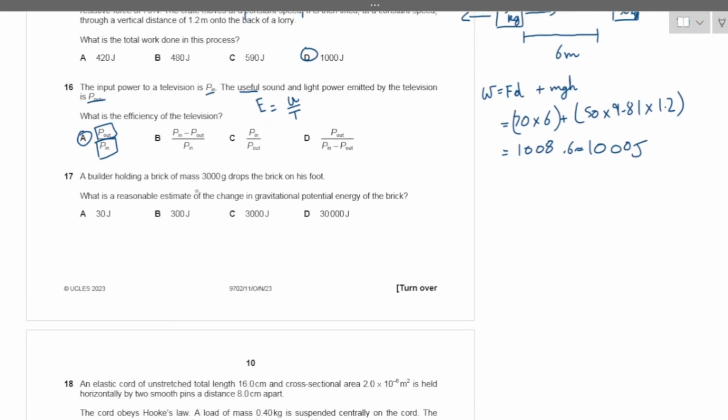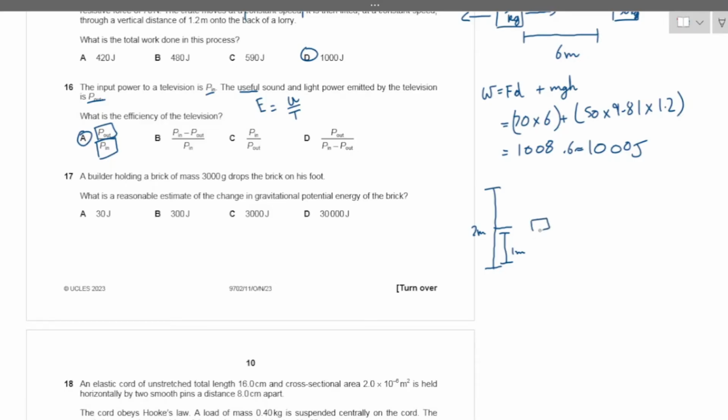Question 17. A builder holding a brick of mass 3000 grams drops the brick onto his foot. What's a reasonable estimate for the change in GPE of the brick? Again, it's another estimate question, so your estimates must be good. One of the estimates you must remember is that the height of an adult person is about 2 meters. We can assume the man was holding the brick with his arm halfway, at a distance of 1 meter from the ground. That would be 1 meter.